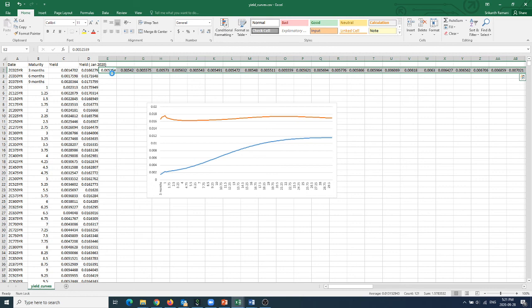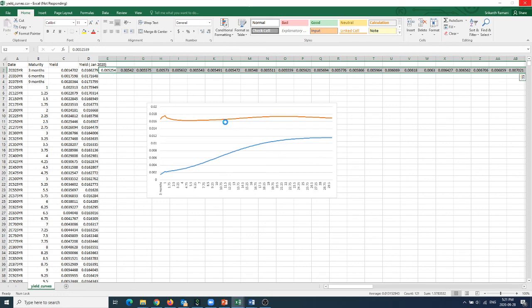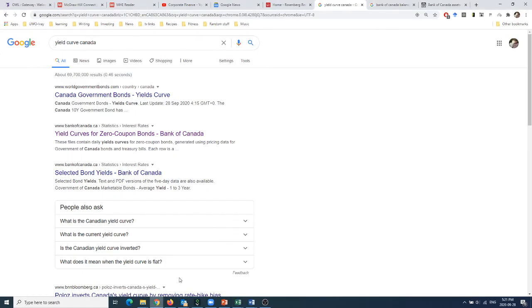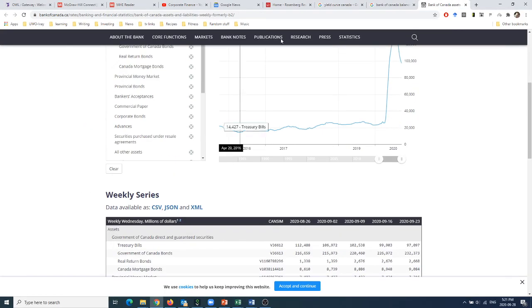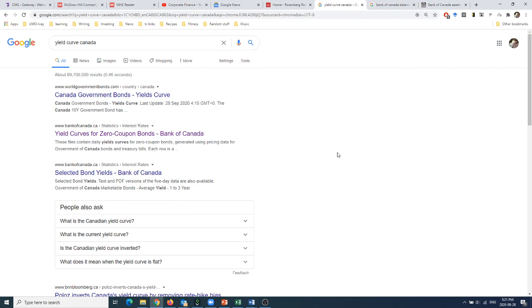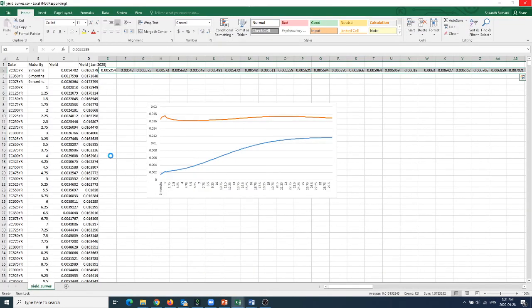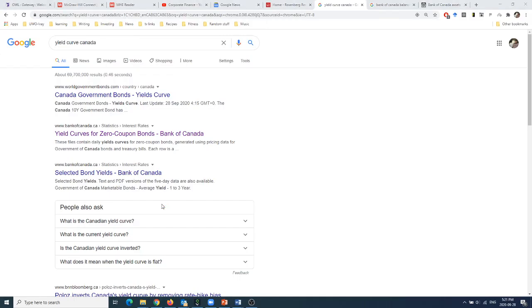It's acting up a little slow. Okay, Excel hung up. I'm going to stop the video, but you could try and add more years. Go to the Bank of Canada website, get some of their yield curves, and try and plot them for 2016 and 2015, and see how the yield curve has looked at various different times. That's it for today.